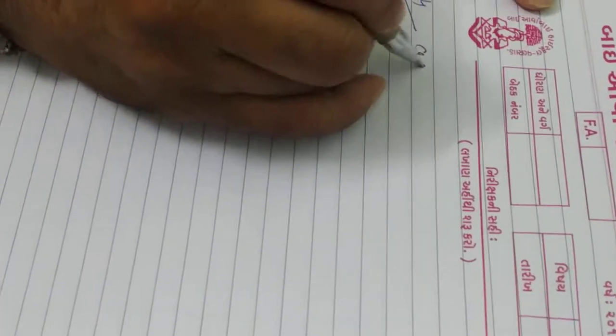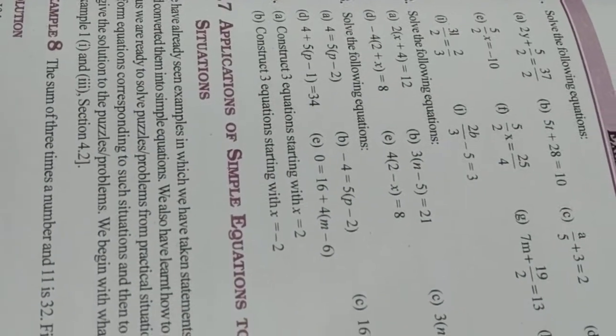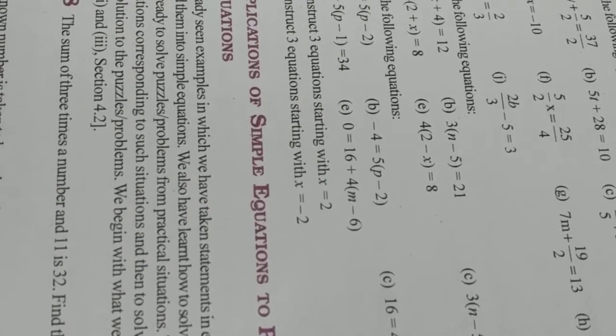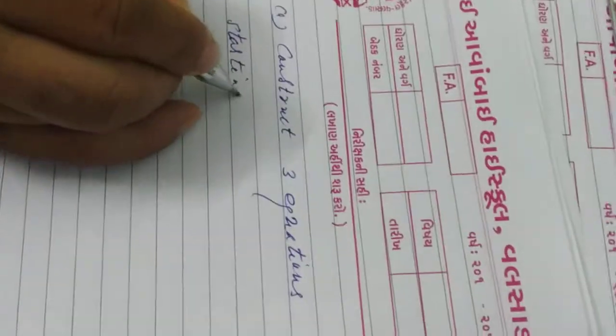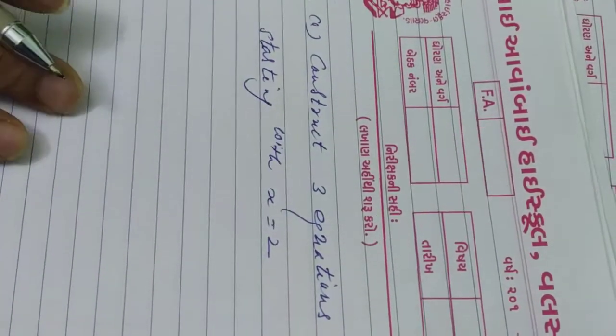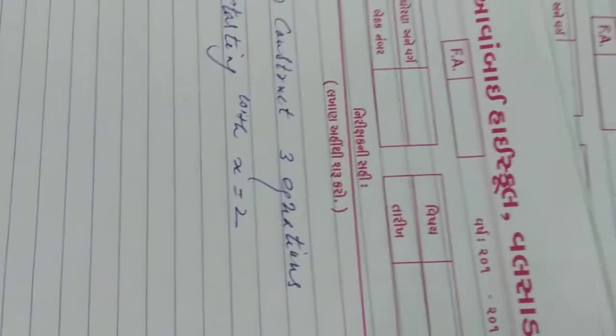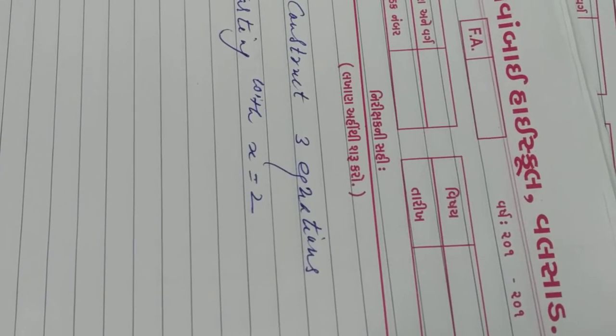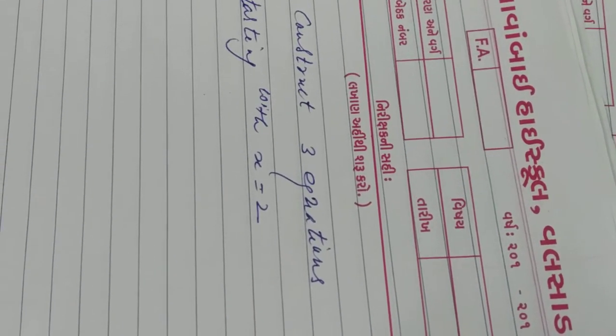Construct three equations starting with x is equal to 2. Let's try to construct different equations which start with x is equal to 2. Suppose a x is equal to 2.